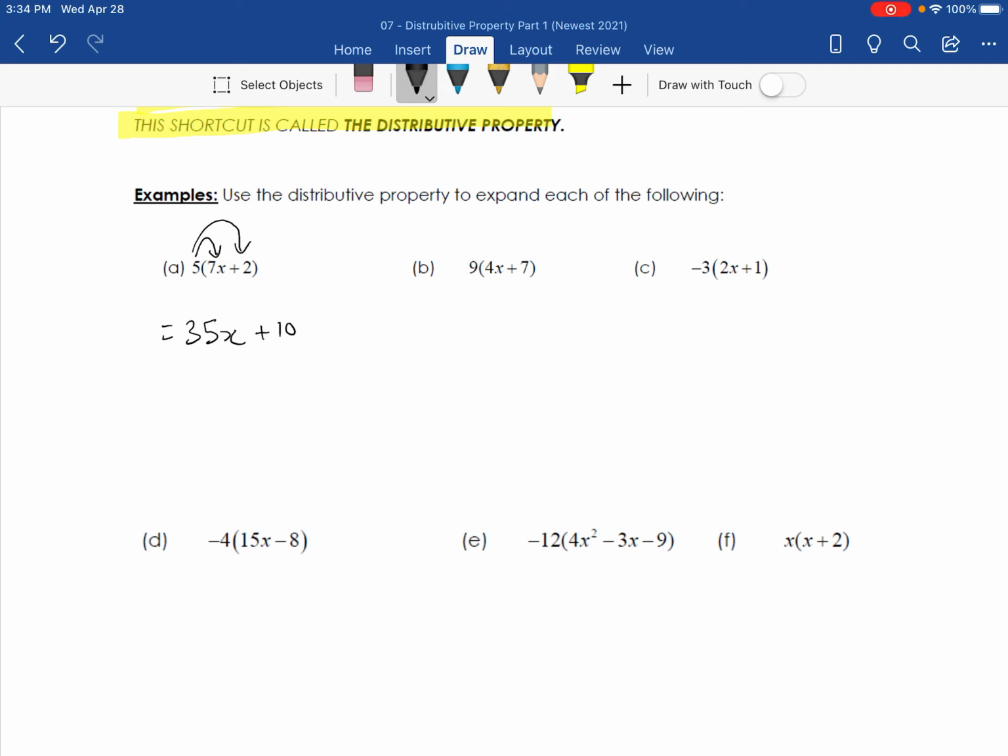So here we are again. There's a number in front of the brackets, and so you multiply it by each term. And I really encourage you to draw these arrows every time to remind yourself to multiply that 9 by each term in the bracket. So here I get 36x. And then 9 times 7 is 63.